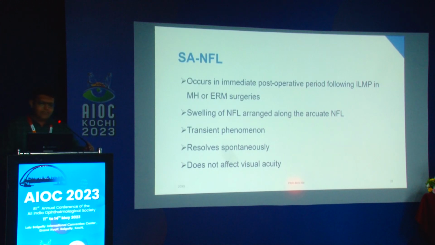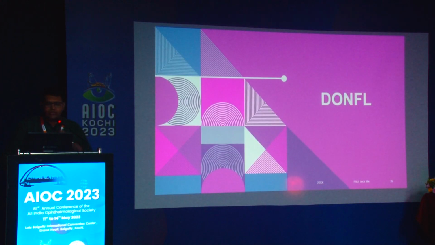So it happens in the immediate postoperative period. It is the swelling of the nerve fiber layer along the arcuate nerve fibers. It is a transient phenomenon. It resolves spontaneously and does not affect the visual acuity. Let's go to the last entity, which is the DON-FL.